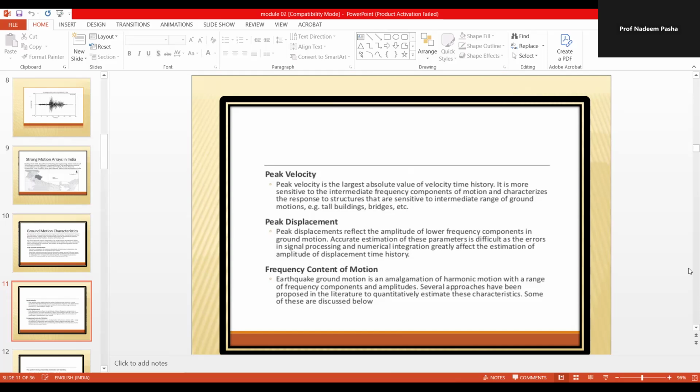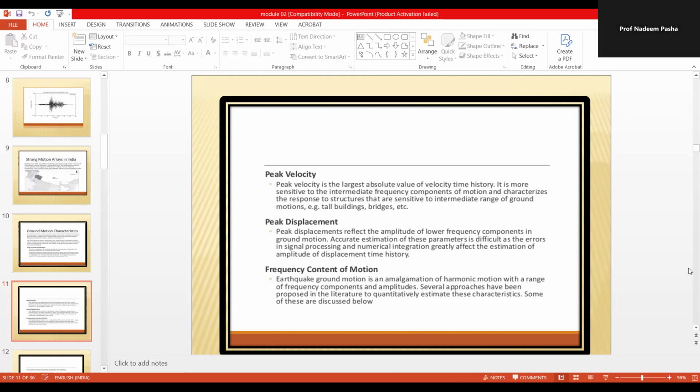Next is peak displacement. So how are we defining peak displacement? Peak displacement reflects the amplitude of lower frequency components in ground motion. See here, till now we were saying peak acceleration means the maximum value of acceleration, and peak velocity means the maximum value of velocity. But peak displacement is defined as reflecting the amplitude of lower frequency components in ground motion.